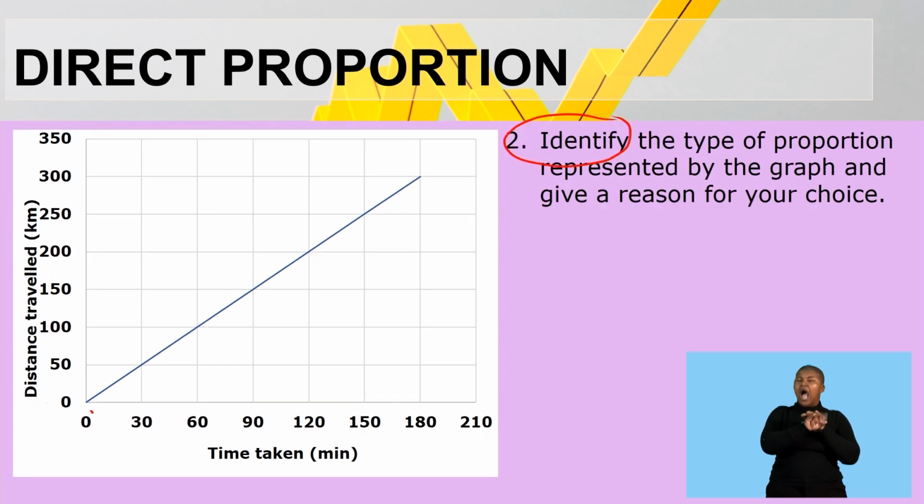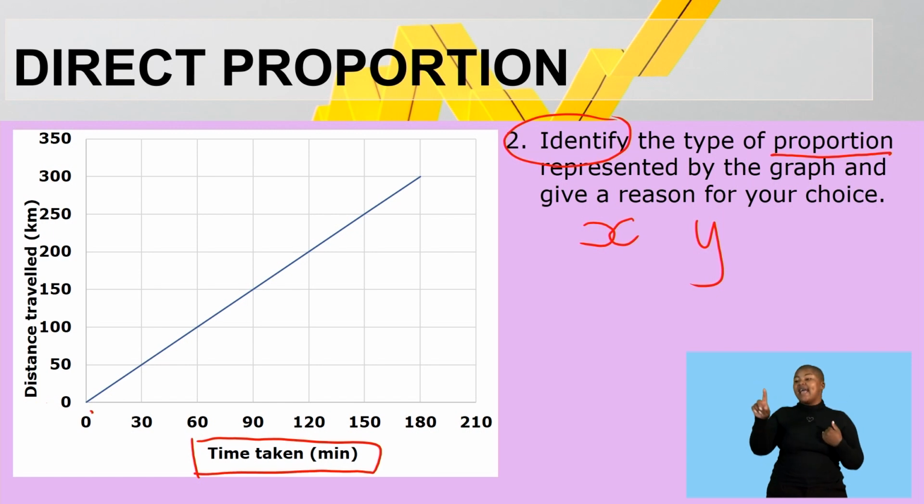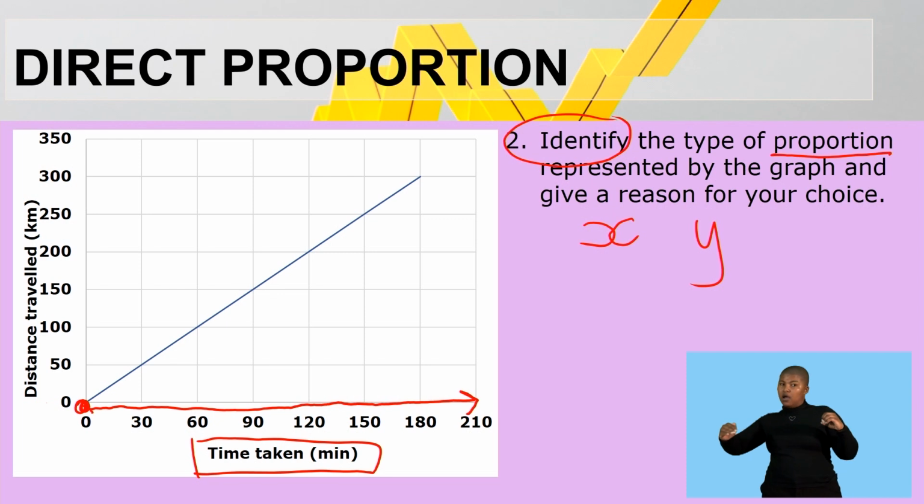Identify the type of proportion represented by the graph and give a reason for your choice. Now, before we can attempt to answer this, we need to go and look at the relationship between the x and the y. Let's start with the x-axis. There is 0, and you can see as time goes on, we are moving away from the 0, and that means the x is increasing.